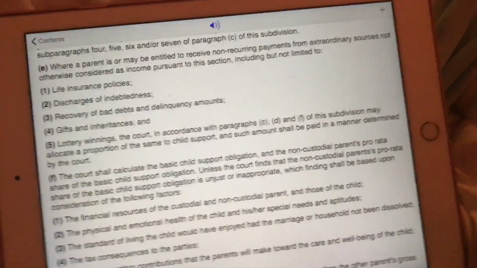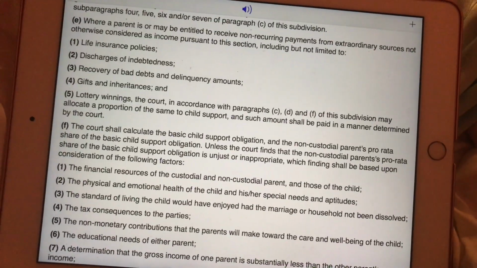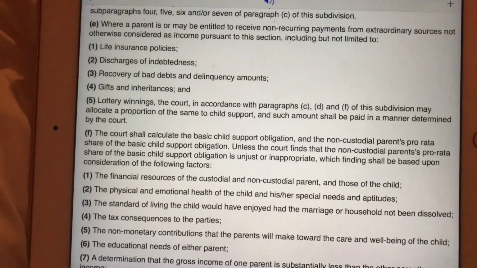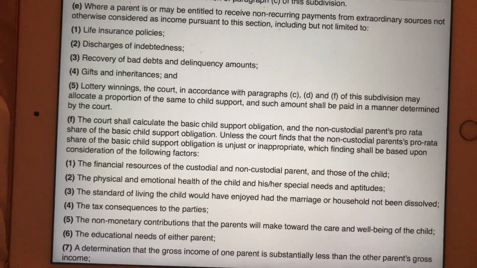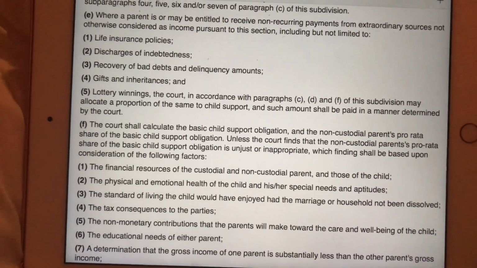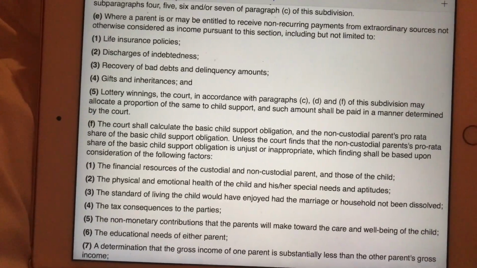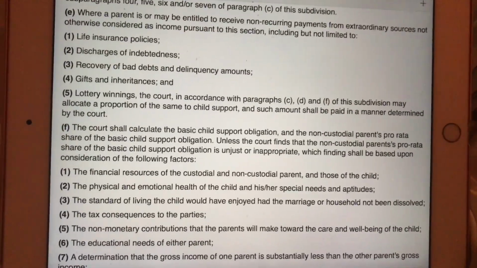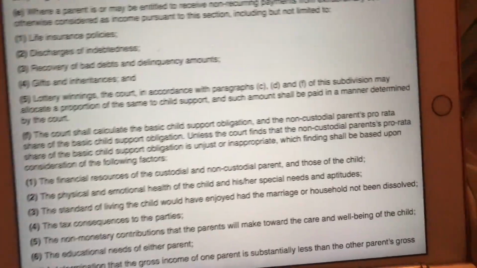So that would be if one parent, the non-custodial parent, makes $30,000 a year and the custodial parent makes $2 million a year. Well, maybe then the 17%, which is basically going to turn the person making 30 grand into a totally destitute parent, maybe that's not the best idea. It's in here to give the court a little bit of discretion when there's extraordinary circumstances.